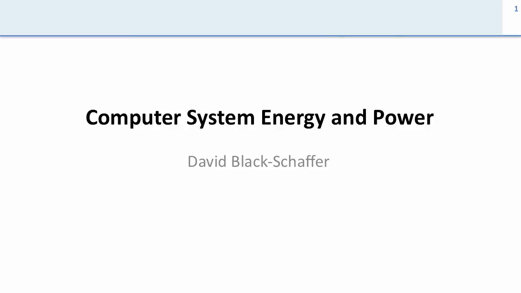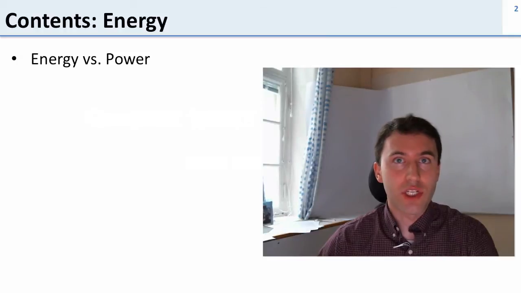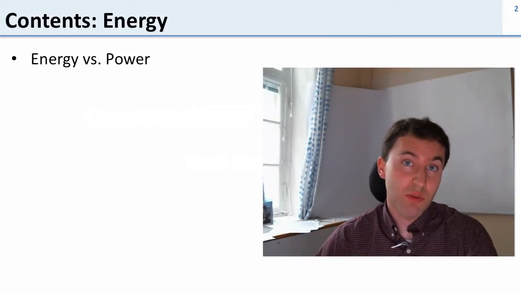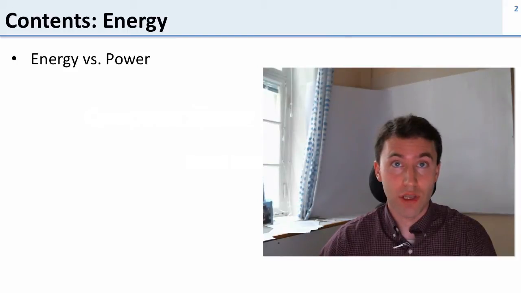Now we're going to talk about computer systems and how energy and power come into play with them. What we're going to cover today is, we're going to start off with just the difference between energy and power. And this is pretty straightforward. You probably saw it in your first physics class, but we're going to review it again just to make sure we're clear about what we're talking about.